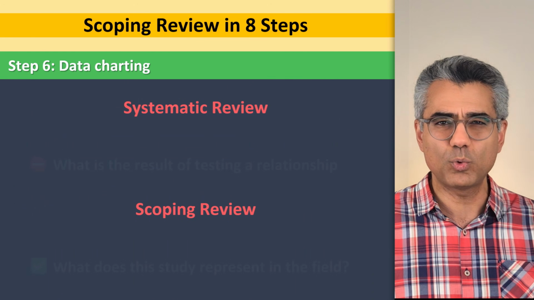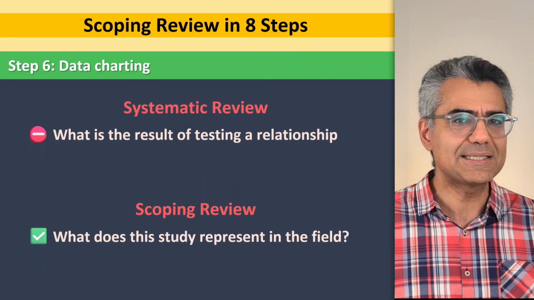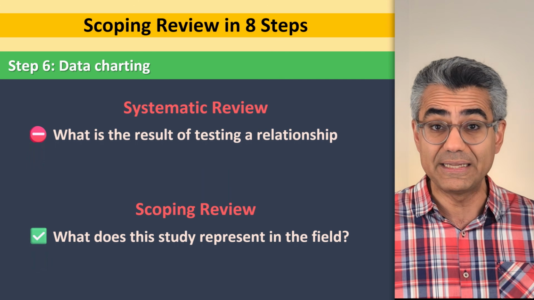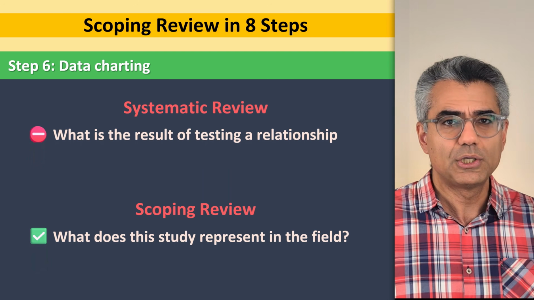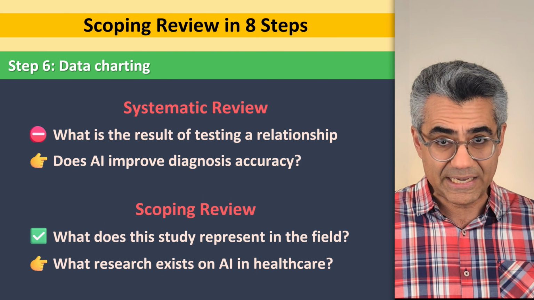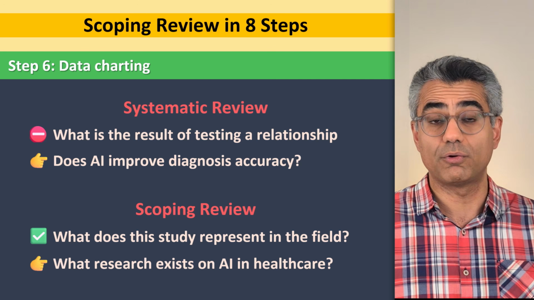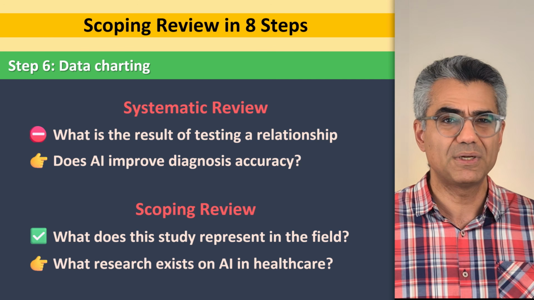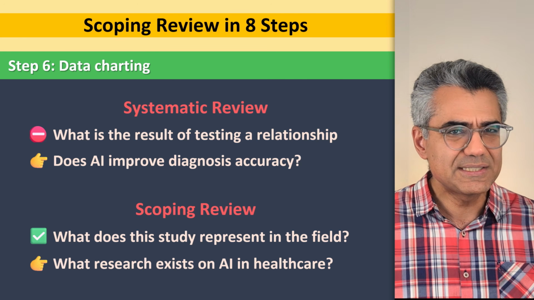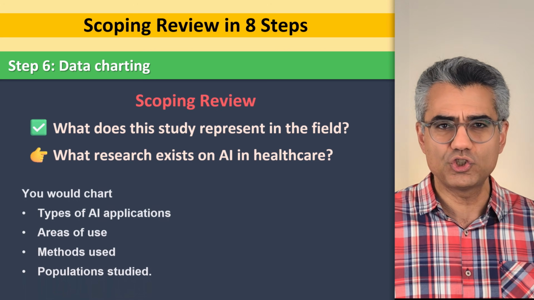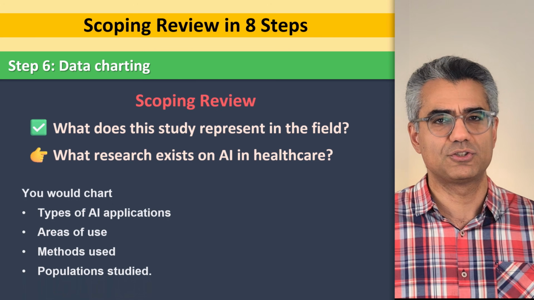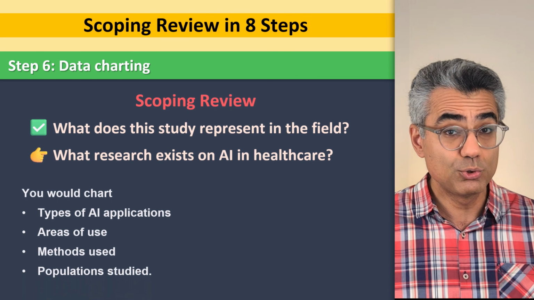So you are not asking what is the result of testing a relationship. You are asking, what does this study represent in the field? For example, for your topic on AI in healthcare, in a systematic review, you would ask, does AI improve diagnosis accuracy? And you would extract the results of hypothesis testing and compare them. But in a scoping review, you would ask what research exists on AI in healthcare. And you would report types of AI applications, areas of use, such as, for example, treatment or diagnosis, and methods used and populations of the studies. So instead of reading papers randomly, here we are building a structured map of the field.